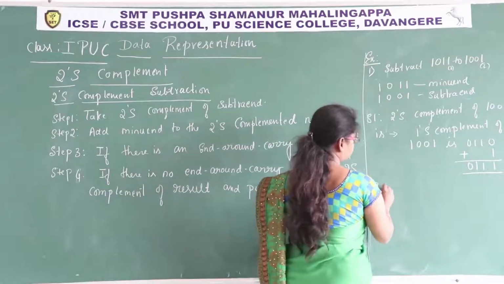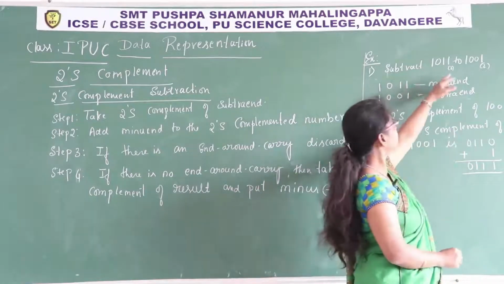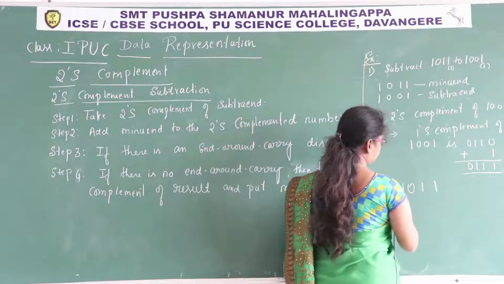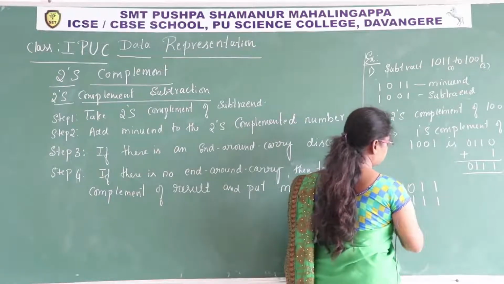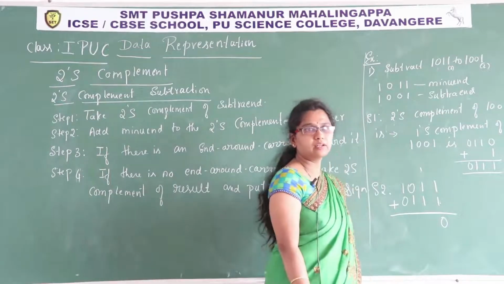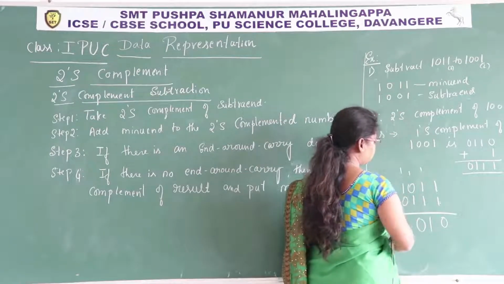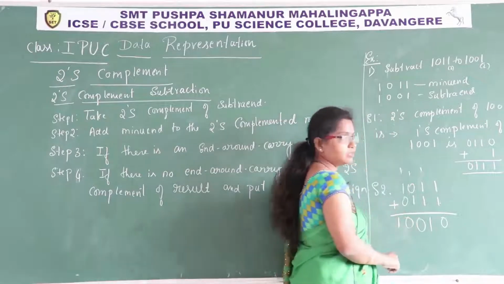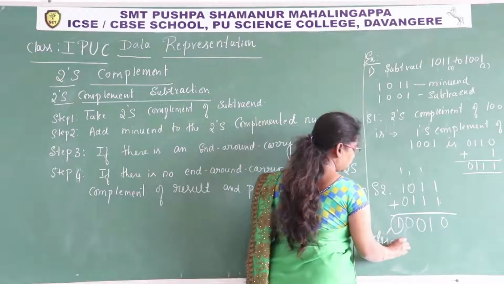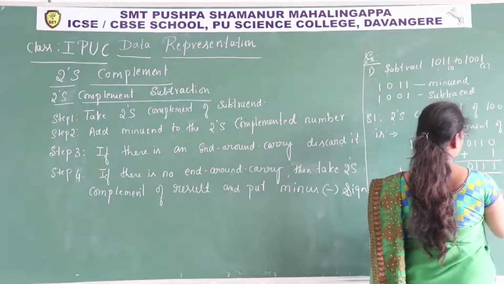Now step 2: we have to add this 2's complemented number to the minuend. This is the minuend, 1011, plus 0111. 1 plus 1 is 0, carry 1. 1 plus 1 is 0, carry 1. 0 plus 1 is 1, carry 1. 1 plus 1 is 0, carry 1. Here we get an end around carry, so we have to discard it. So what is the answer? 0010 base 2 is the final answer.